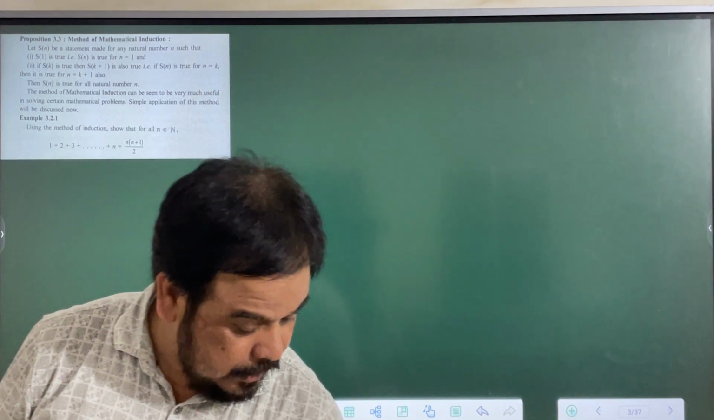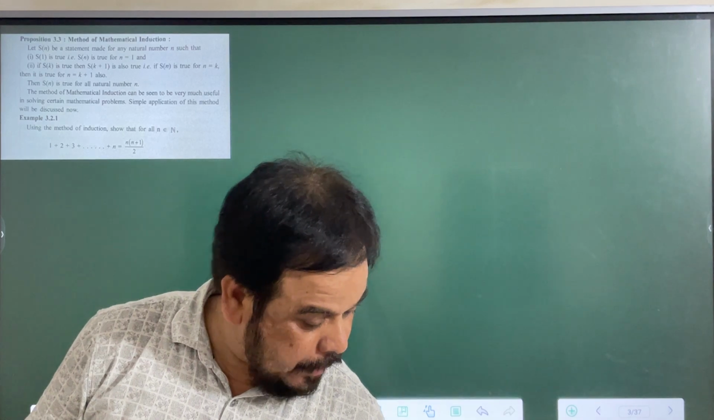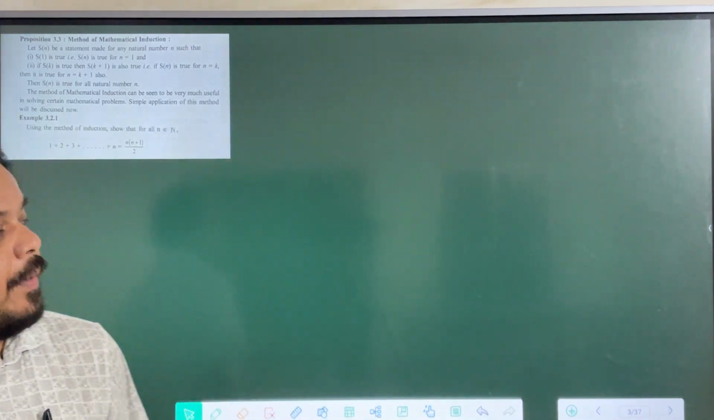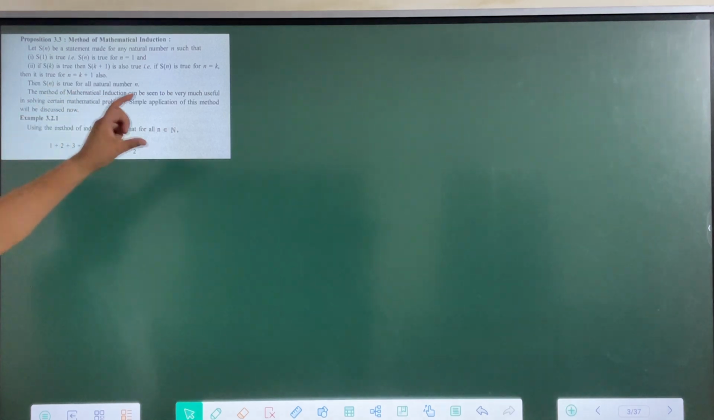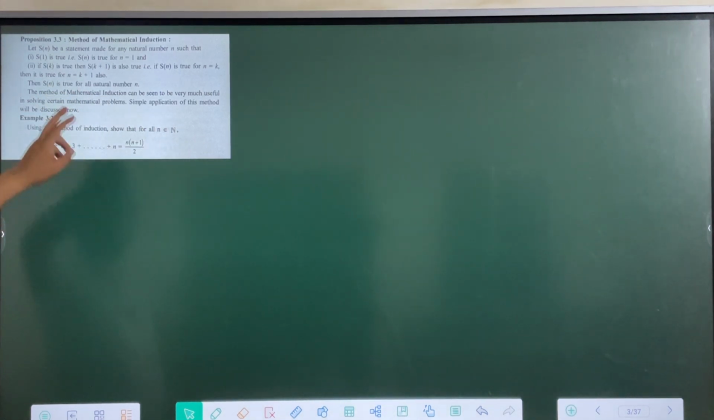Page number 100. Whatever I have given, those are the points that are given.